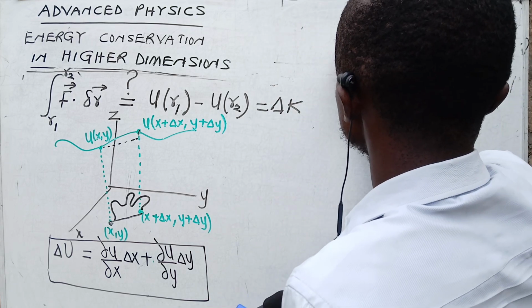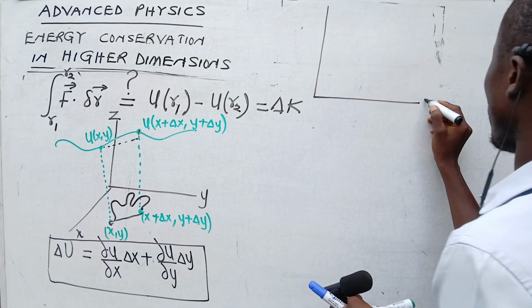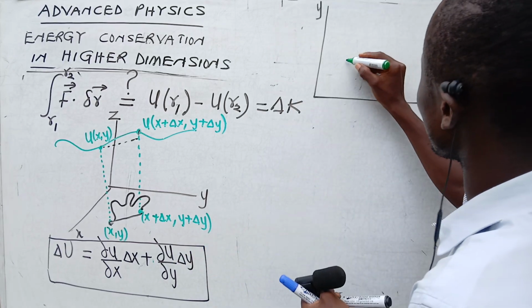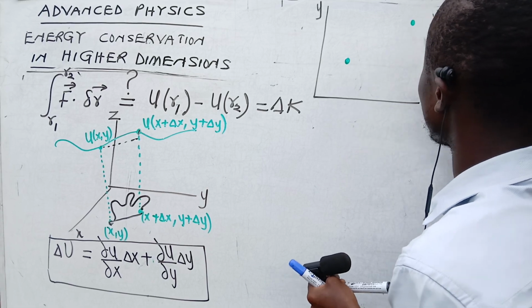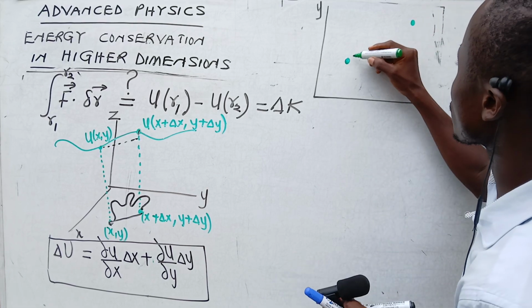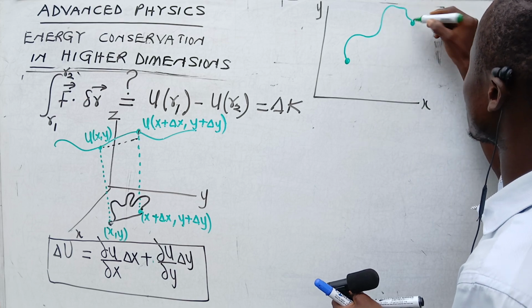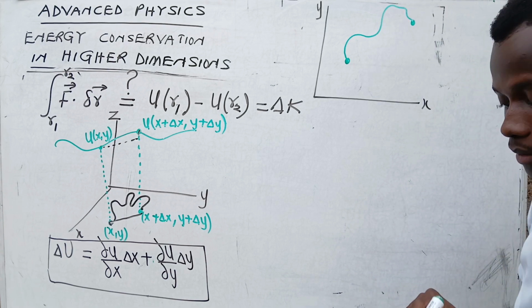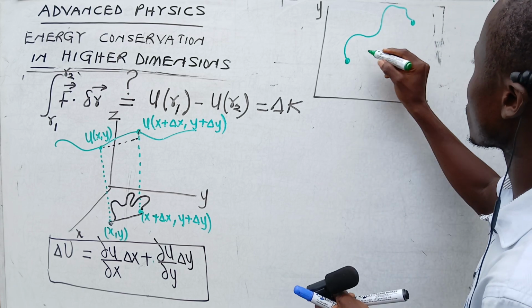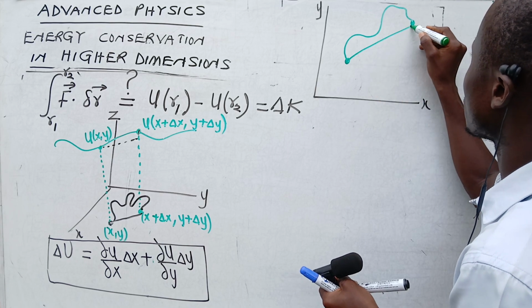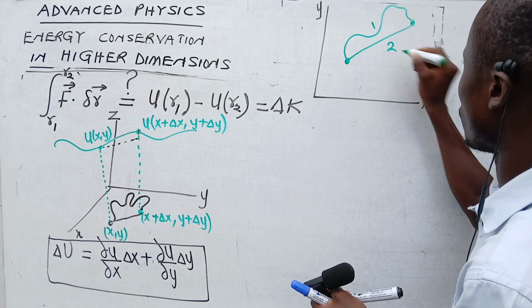So let's just say, let's return to the xy plane. Now you have two locations, one here and then one there. You have a force moving an object on this trajectory to this point. Then you have the same force moving the object on this straight path. So this is part 1, part 2.